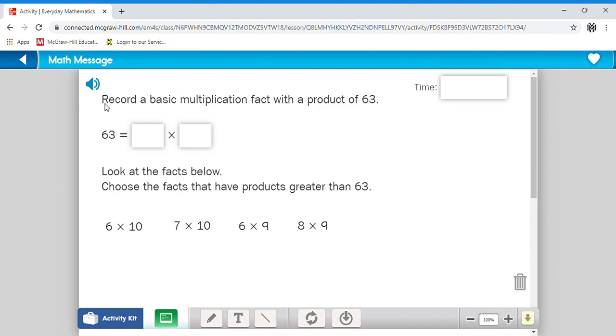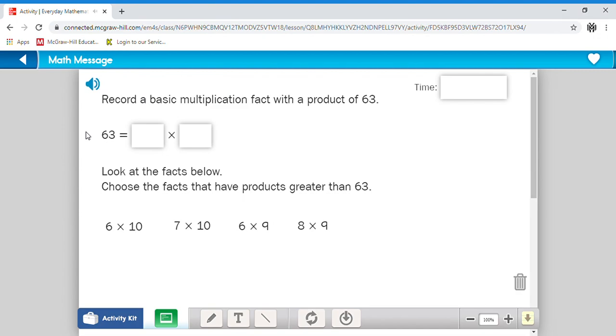You can click this to listen to what the math message has to say. Let's see what it says. Math message. Record a basic multiplication fact with a product of 63. 63 equals blank times blank. Look at the facts below. Choose the facts that have products greater than 63. 6 times 10. 7 times 10. 6 times 9. 8 times 9.